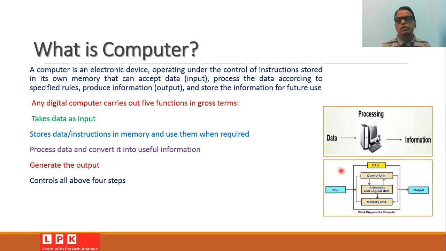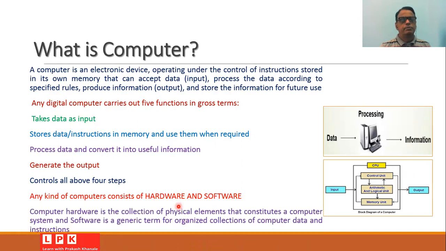A computer, as shown in this diagram, can be called a block diagram of the computer system. It has input, it has CPU, central processing unit, and it has output. In the CPU, we have control unit, arithmetic logic unit, and memory unit. So you can say a computer will consist of a hardware and a software. So these are the two terms that are frequently used whenever we talk of any computer system.